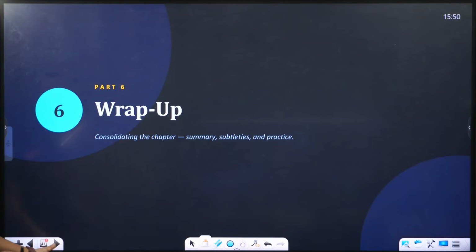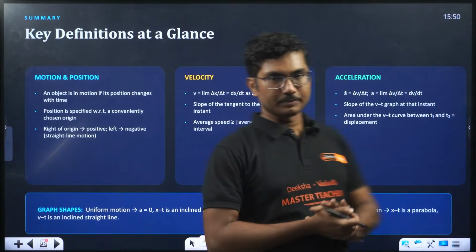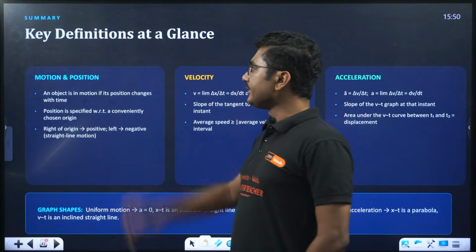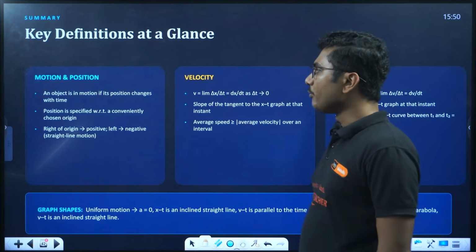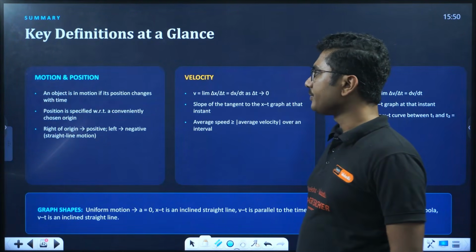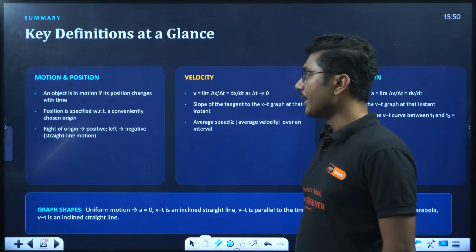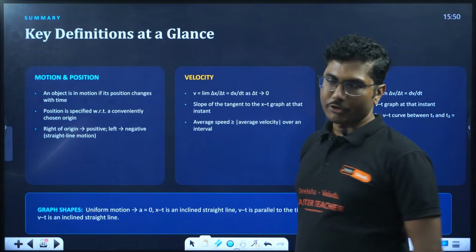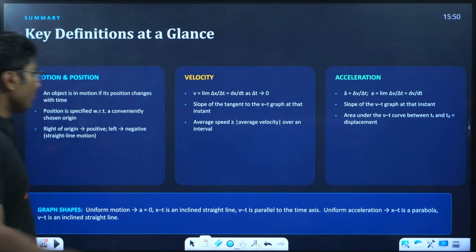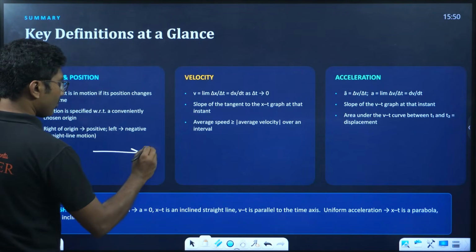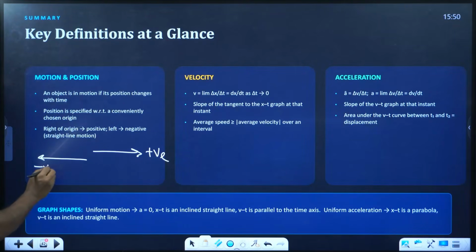Okay, now let's wrap up our chapter. So, motion and position. An object is in motion if its position changes with time. Position is specified with respect to a conveniently chosen origin. Right of the origin is the positive side, left side is negative. So as I mentioned, if you go this side, it is positive, and if you go this side, it is negative.